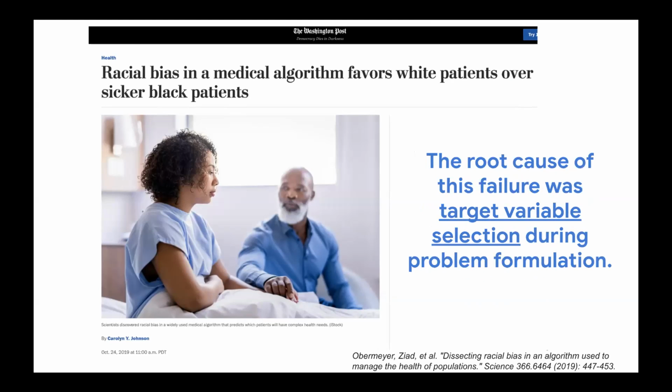The researchers who did this work had unprecedented access to how this model was created, all the data that was used to train it, the algorithm itself, all the people that created it. And what they discovered is that the root cause of this failure was something called target variable selection that took place during problem formulation. The target variable is your choice, out of many different factors, of which you want your model to predict. And it's a very important choice.